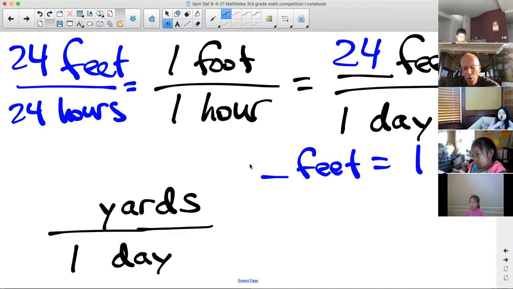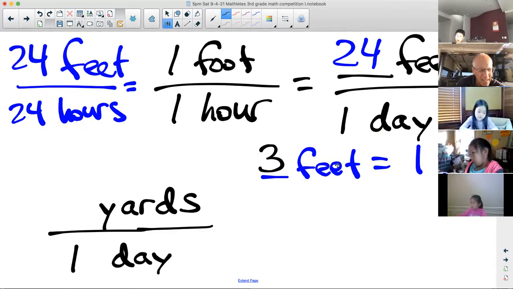No, there are 12 inches in 1 foot. But how many feet are in 1 yard? That's the question. Everybody write that down. There are 3 feet in 1 yard.